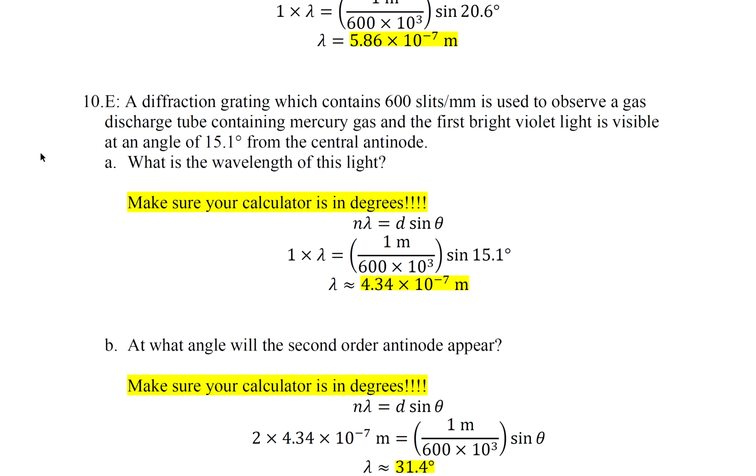Question 10. A diffraction grating which contains 600 slits per millimeter is used to observe a gas discharge tube containing mercury gas, and the first bright violet light is visible at an angle of 15.1 degrees from the central antinode. Part A, what is the wavelength of this light? So make sure your calculator is in degrees. Let's solve for wavelength.